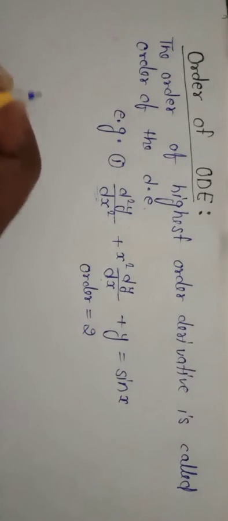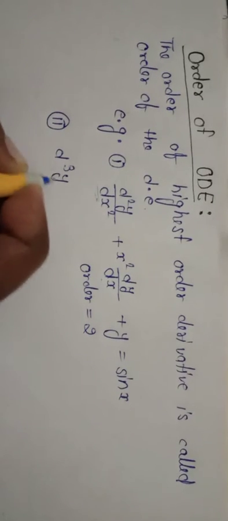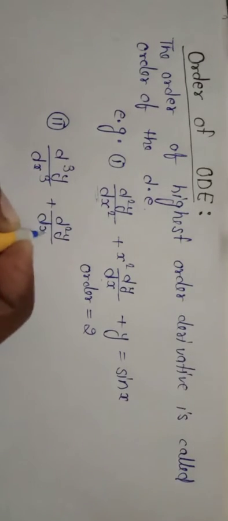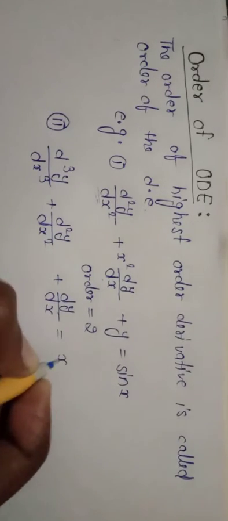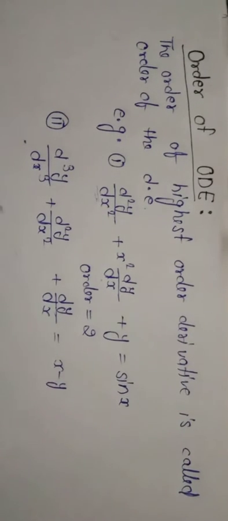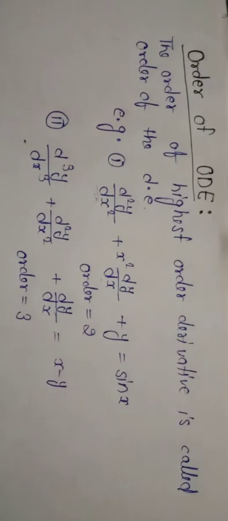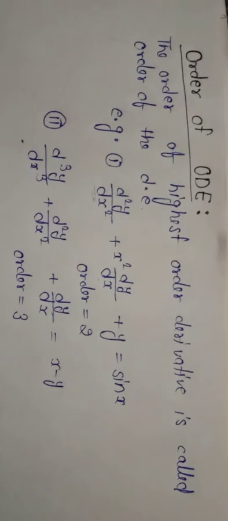I am again taking some examples. Second example is d cube y upon dx cube plus d2y by dx2 plus dy by dx is equal to x minus y. Now you can see the highest order derivative in this case is 3. So order of this differential equation is equal to 3. In the last of the lecture, I'll give you some homework so you can solve it by yourself, and please give the answer in comment section.